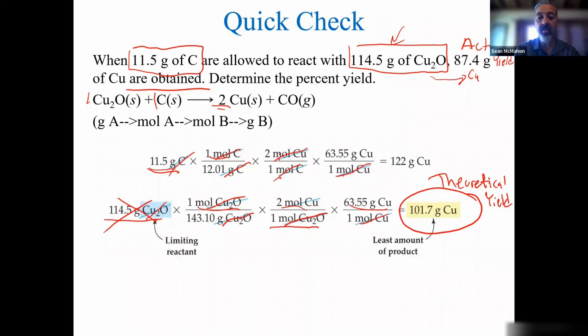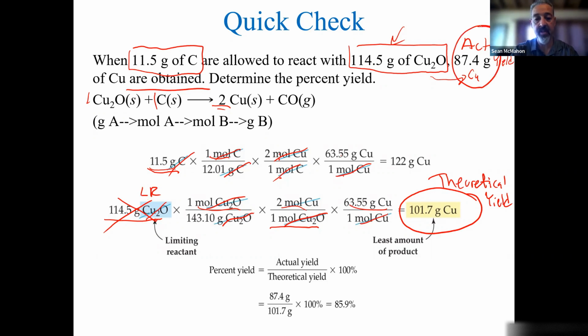So now that I know my theoretical yield and I identify the copper 1 oxide as my limiting reactant, I can go and figure out percent yield because this is actually what I produced. So actual over theoretical times 100, I have an 85.9% yield.